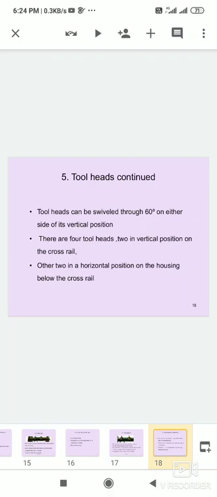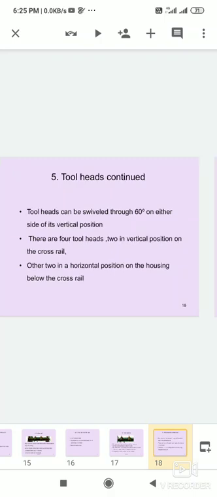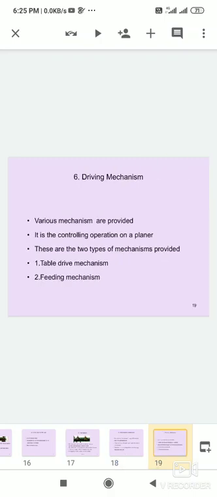There are 4 tool heads, 2 in vertical position on the cross rail and the other 2 in a horizontal position on the housing below the cross rail. Now the driving mechanism, the planer driving mechanism. Various mechanisms are provided for controlling the operations on a planer. The 2 important mechanisms provided for a planer are the table driving mechanism and the feed driving mechanism.